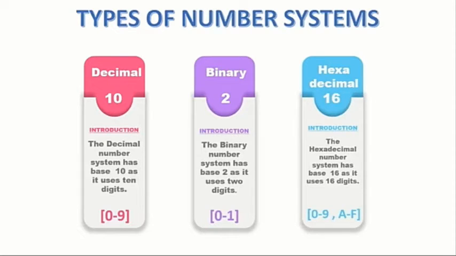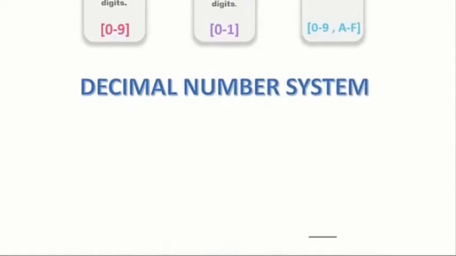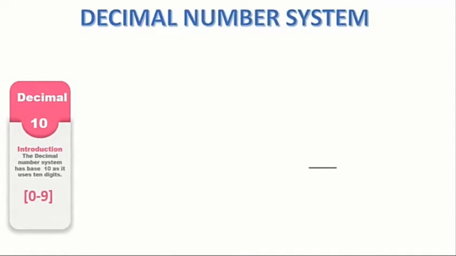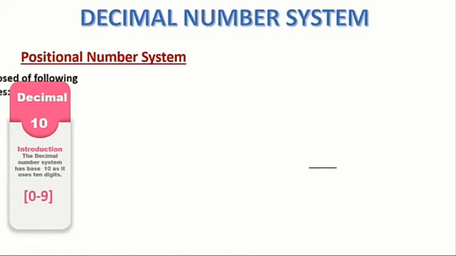In hexadecimal, the base in the hexadecimal system is 16 and there are 16 digits, starting from 0 to 9 and A to F. It means that A is equal to 10, B is equal to 11 and so on, and F is equal to 15. First of all, now you will learn in detail about the decimal number system.